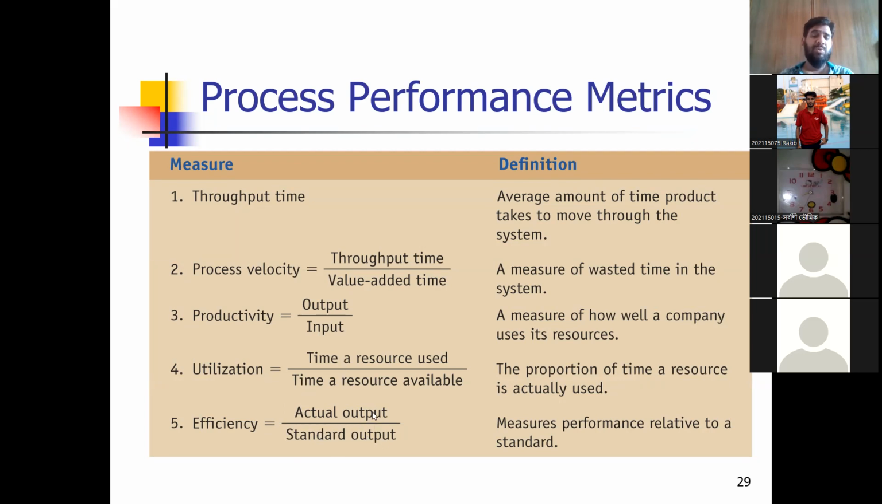So actual output divided by standard output, you will get the efficiency. Now you might say, sir, earlier you taught us efficiency as productivity improvement over the period, can you remember? There is another performance indicator. Whether the operation is efficient or not, you can compare between the periods. You can compare from one company to another company. If your company's productivity is higher than another company's, your company is the efficient company.